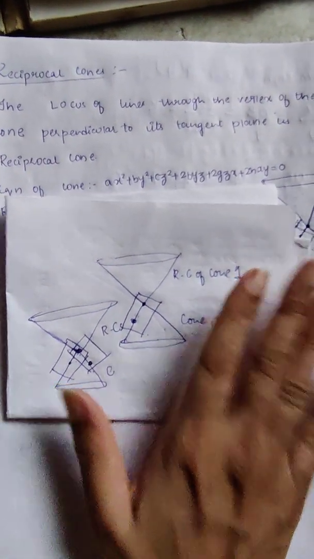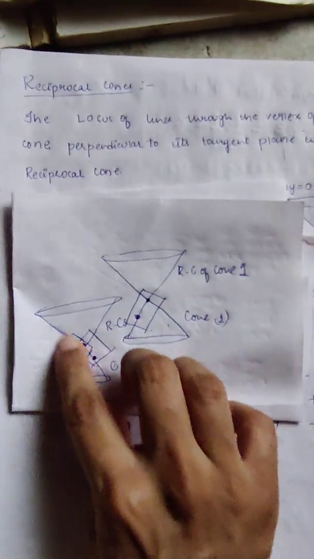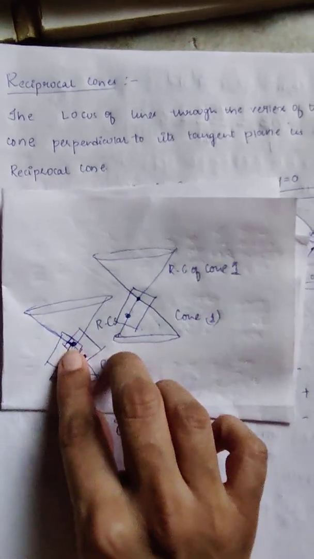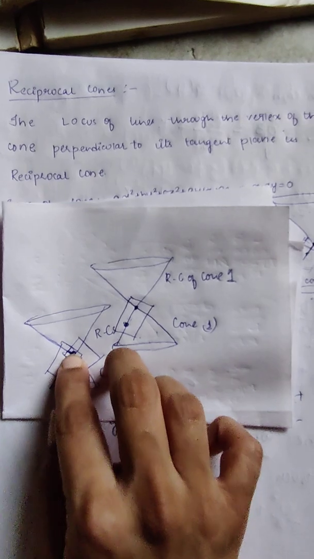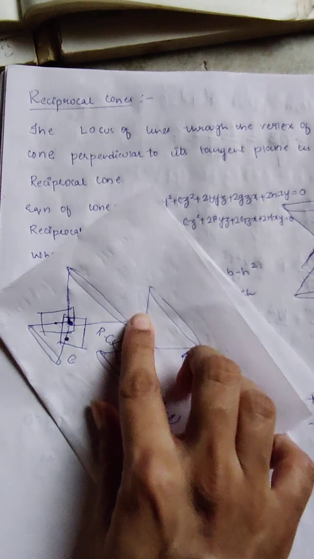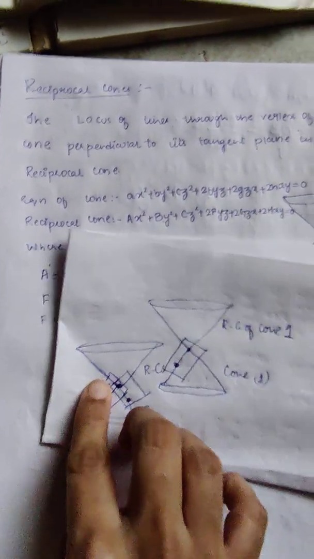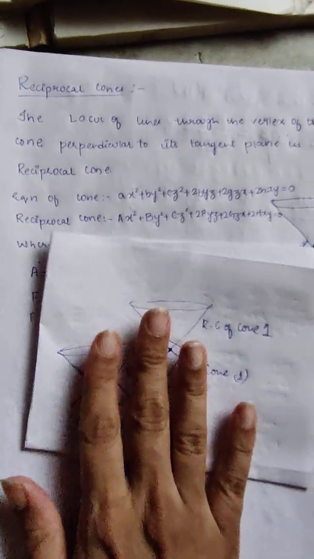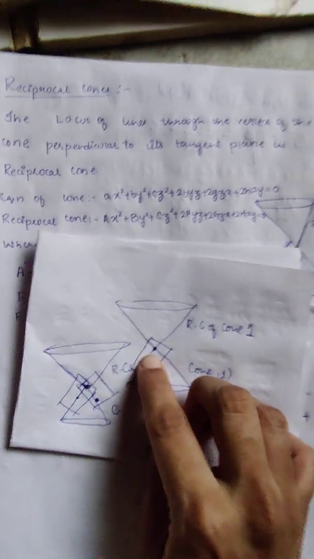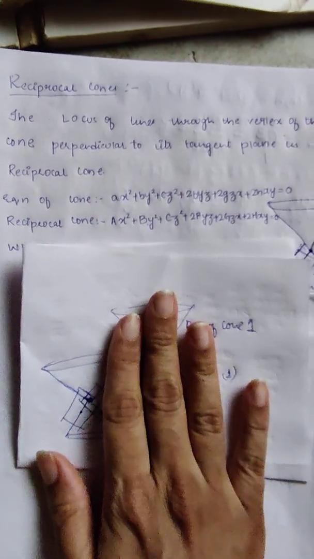Let us make it very clear. The locus of lines. So the definition is: the locus of lines, that is, locus means the collection of these lines, drawn through the vertex of the cone. It is perpendicular. So if you look at this line, this is nothing but perpendicular to its tangent plane. Perpendicular to its tangent plane is the reciprocal cone. Again, let me tell it very clearly. The locus of lines through the vertex of the cone perpendicular to the tangent plane is nothing but the reciprocal cone.